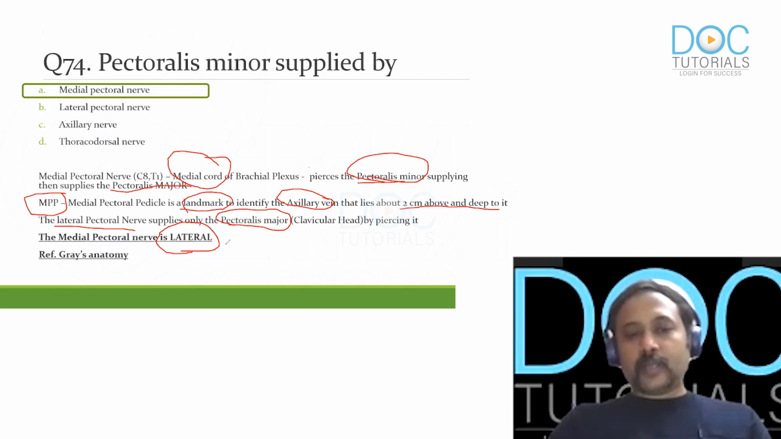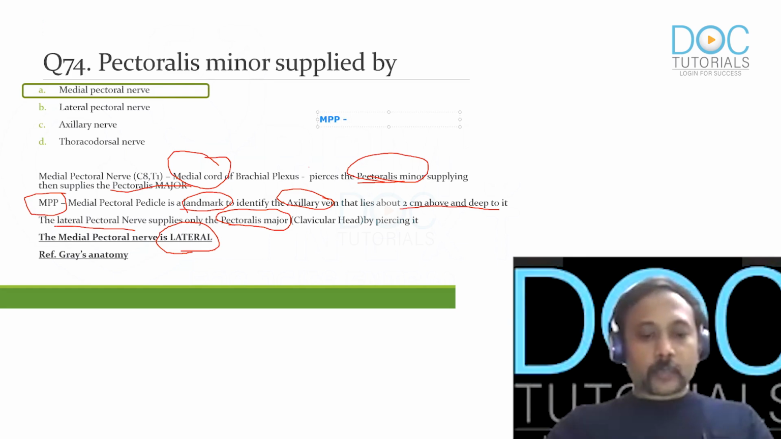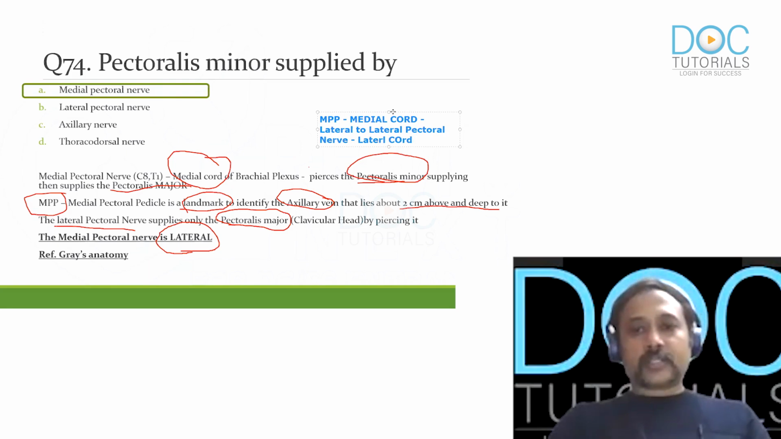So why is it called a medial pectoral nerve? Because of its origin from the medial cord. Why is the medial pectoral nerve called a medial pectoral nerve? Because it arises from the medial cord of the brachial plexus, but it lies lateral to the lateral pectoral nerve. The lateral pectoral nerve arises from the lateral cord, and the name is only because of the origin. It does not have anything to do with the anatomy. It has to do with the origin of the nerve. So the medial pectoral nerve arises from the medial cord. The lateral pectoral nerve arises from the lateral cord.